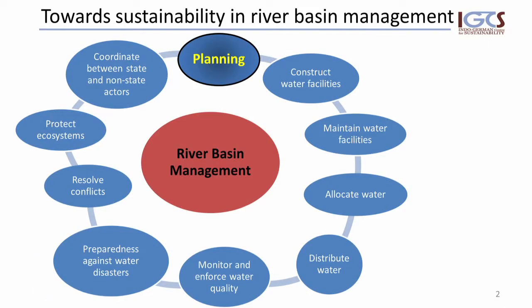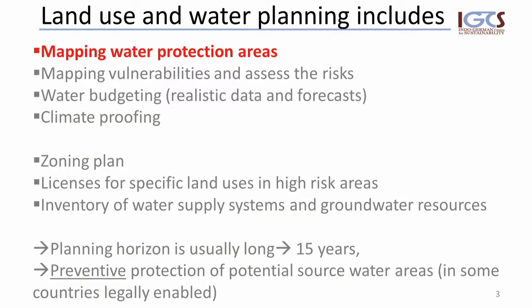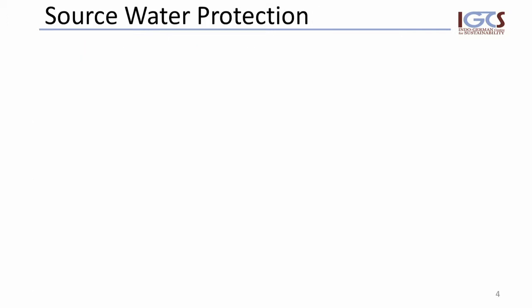Welcome everybody to Sustainable River Basin Management Module 4.2, Part 2. We are still talking about the modules towards sustainability in river basin management. This time we will continue on river basin management function and planning specifically. Last time we started talking about land use and water planning, and in this module I want to talk specifically about mapping of water protection areas.